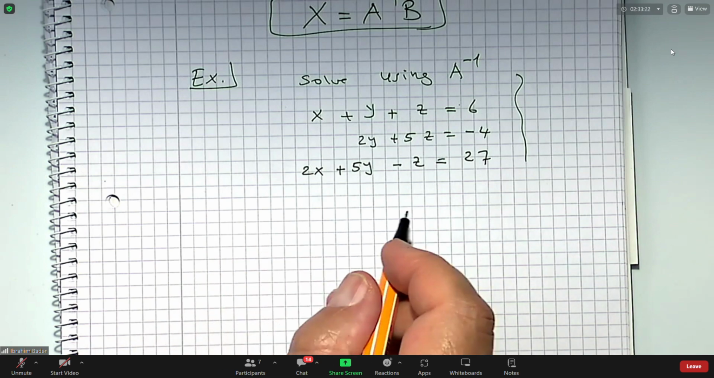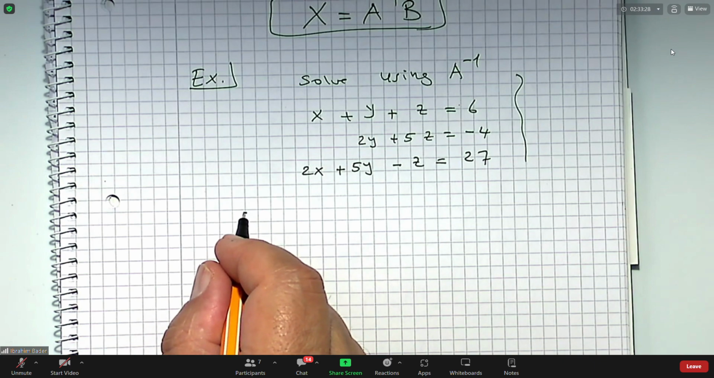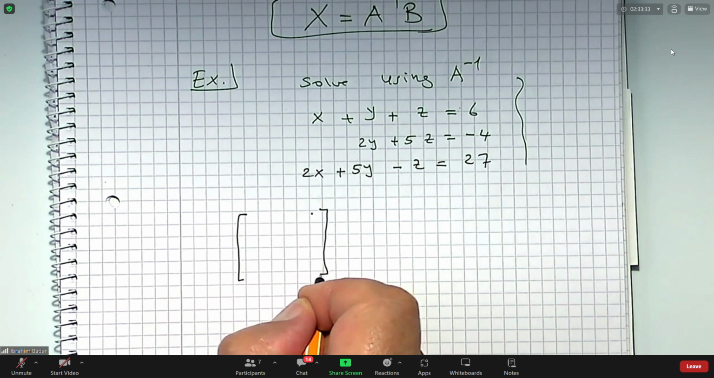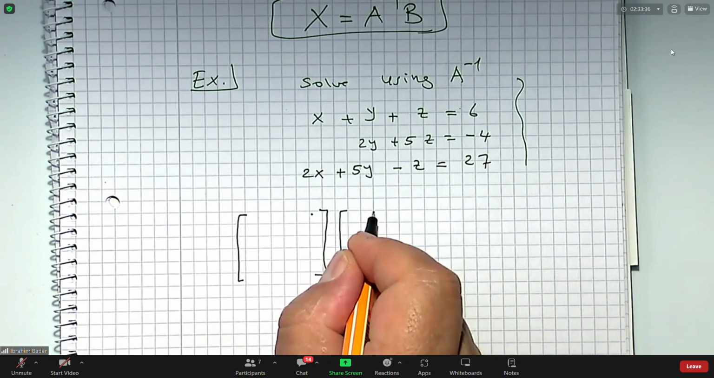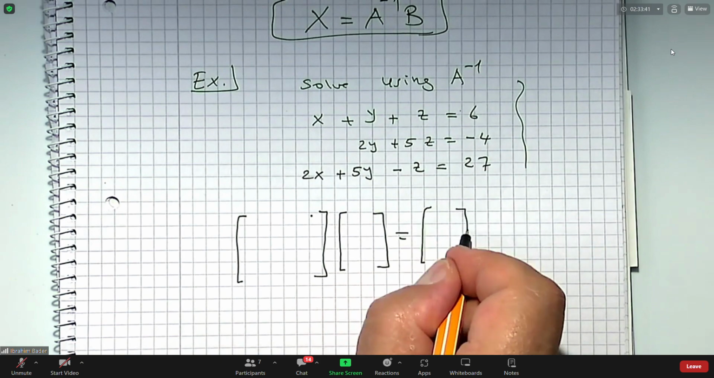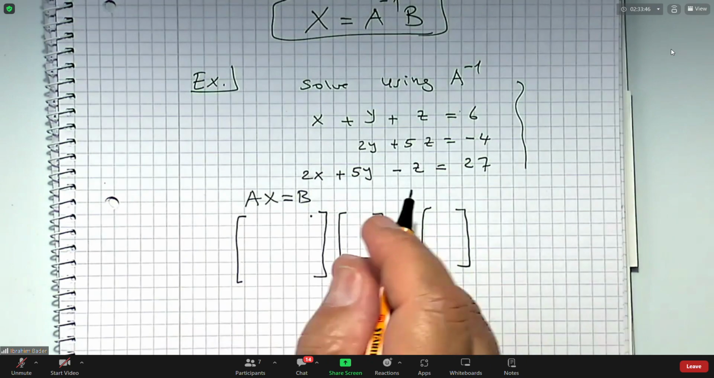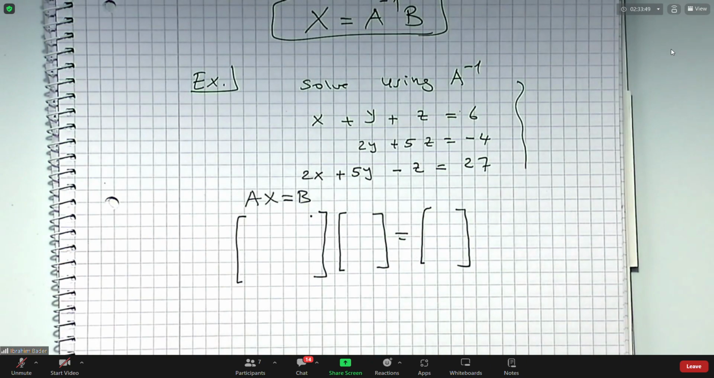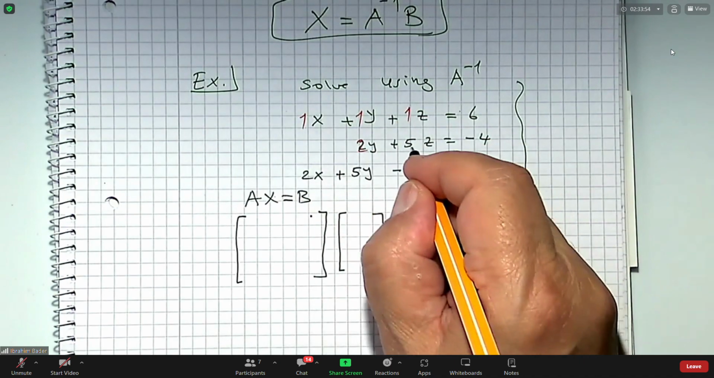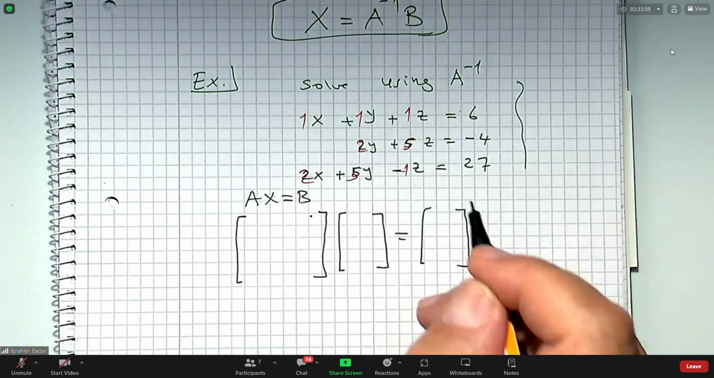Okay, so first step, we will write it in this form. I hope that everyone knows how to do this. This form says AX equals B. Now A, what is A? A is the coefficients matrix. Here by default, I don't have a coefficient, it means 1, 1. This is 2. This is 5. This is 2. This is 5. And this is -1.